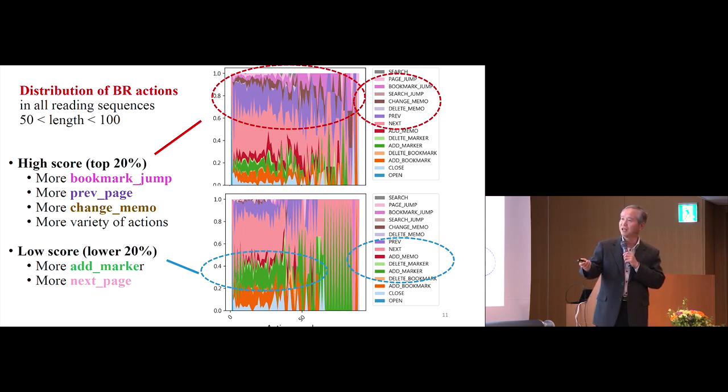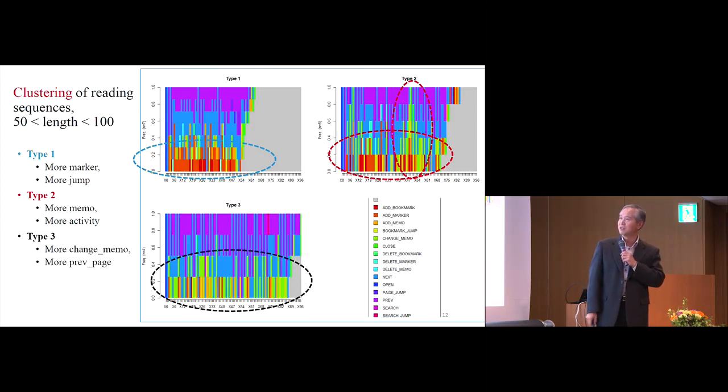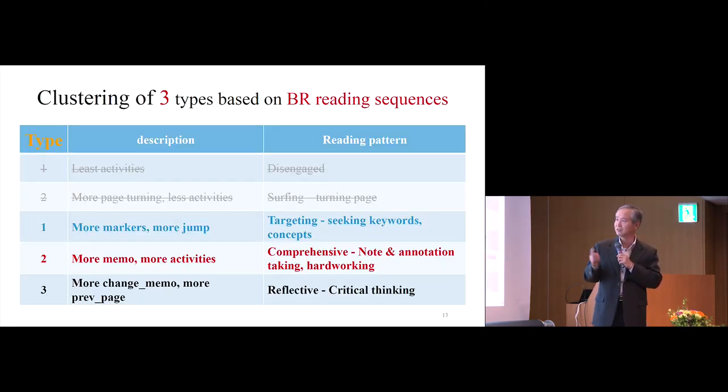So you can see the high scores, most of their BookRoll activities are bookmarking, jump, the previous page, and the change memos. And for lower scores, they just add markers. And we further classify it into 3 types based on the reading sequences. And this is the result. So basically, this 3-class clustering is similar to the previous one. So we classify them as targeting, comprehensive, and reflective.